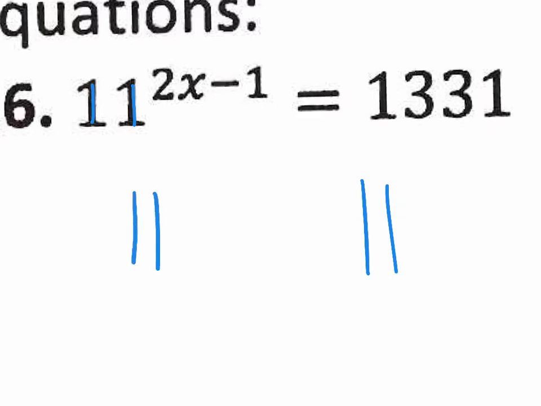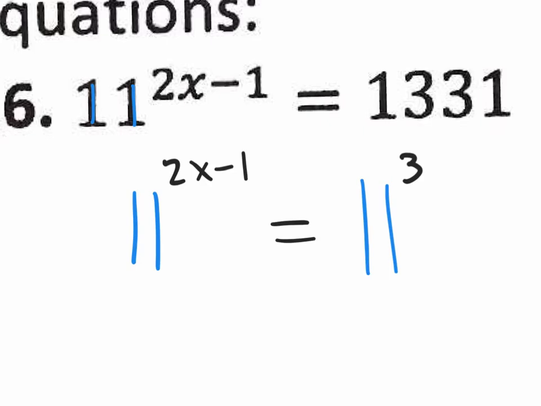So I have 11 to the 2x minus 1 equals 11 to the, let's find out what it is on the calculator, 11 to the, I don't know, 3rd power. Let's try. That's exactly right. Got lucky, guessed on the first one. 11 to the third power is 1,331.